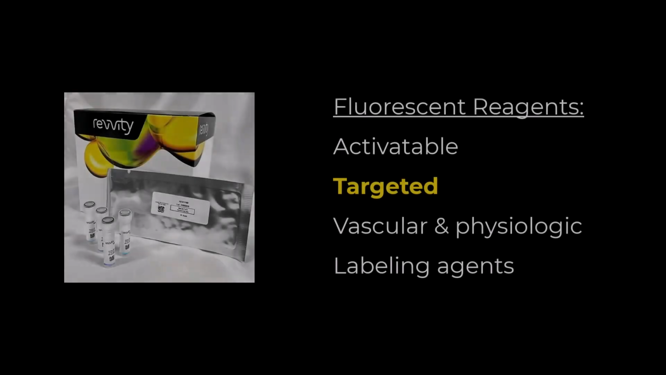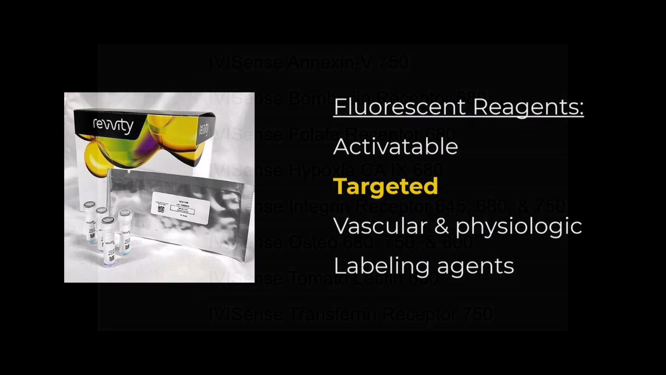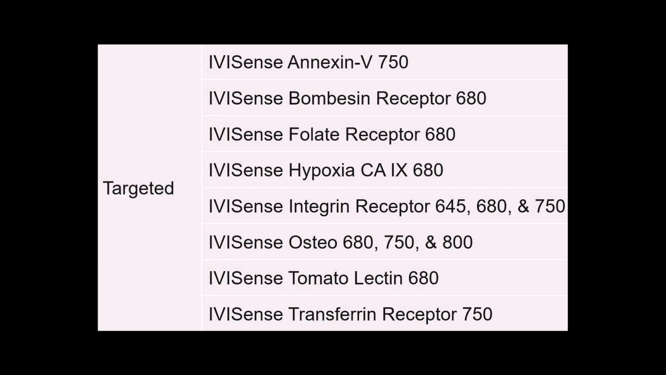Our next category of fluorescent reporters are targeted agents. As the name suggests, these agents consist of a fluorophore conjugated to a targeting molecule that recognizes and binds to a specific cell surface receptor or biomarker. The types of targeting molecules used include small molecules, large proteins, antibodies, and small peptides.